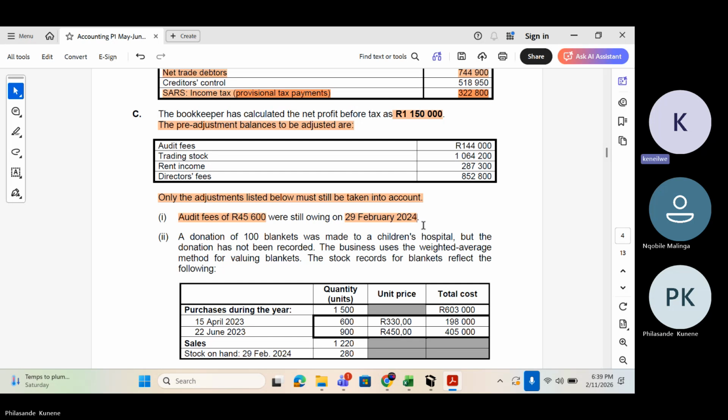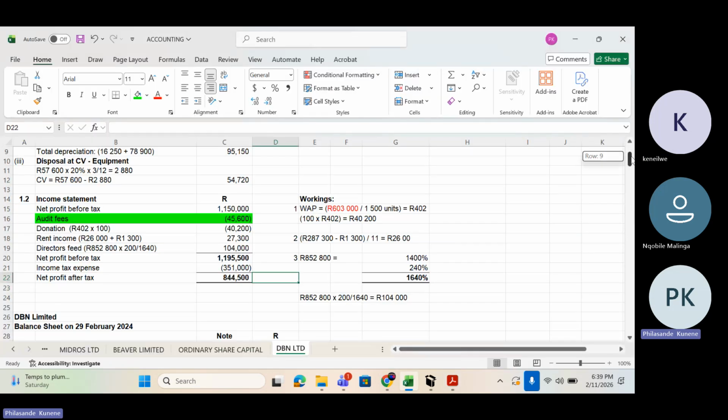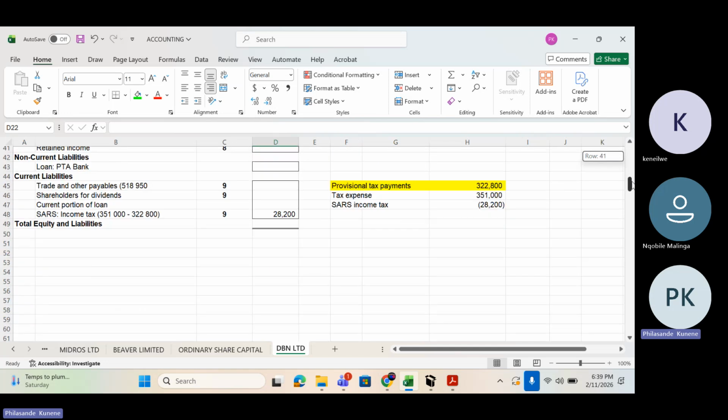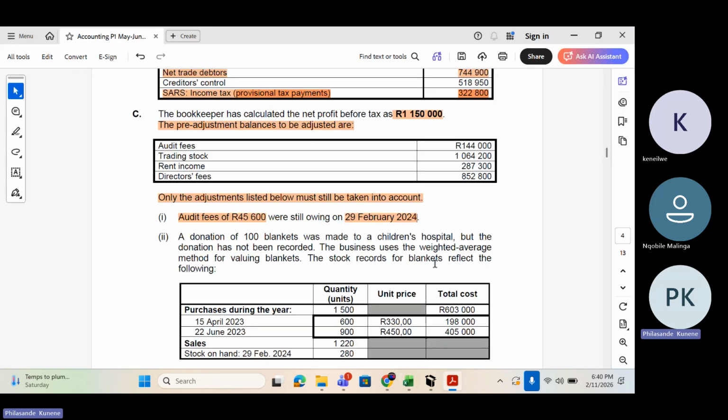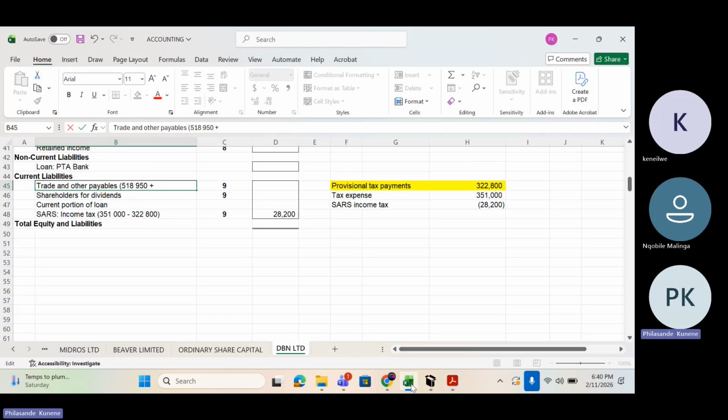It would go to trade and other payables. Exactly. It is going to go to trade and other payables, which means under trade and other payables, I need to add that 45,600, which is still outstanding. This means that we are owing this 45,600. Okay, that's how our workings are.